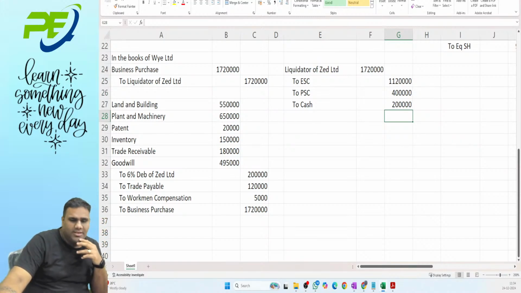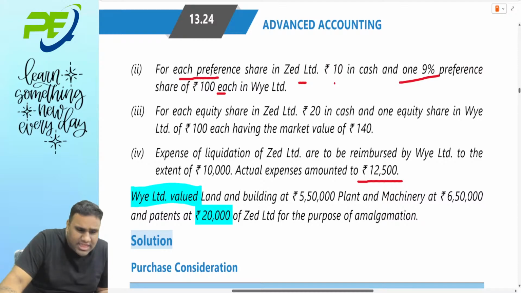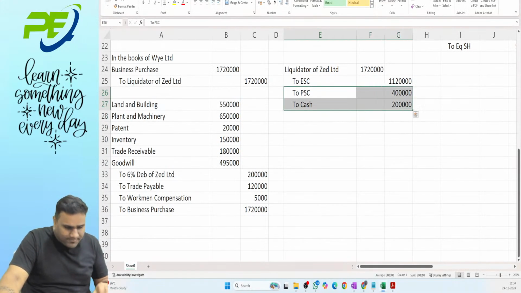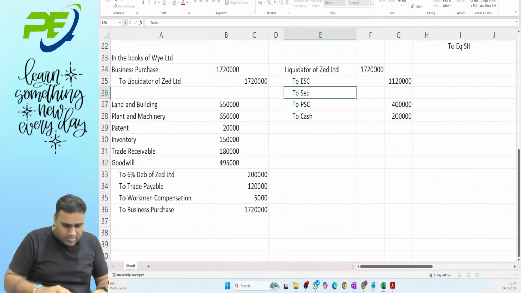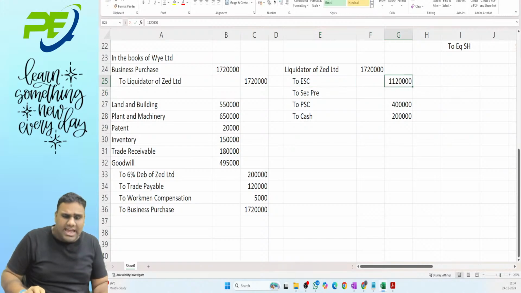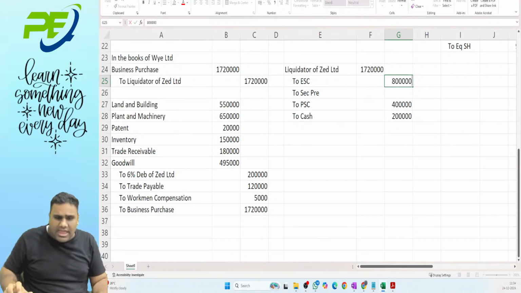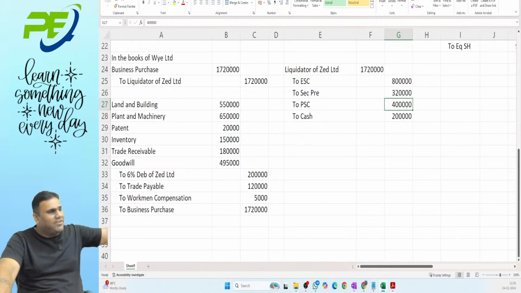Equity share capital. So, bhaiya, the face value of the share is 100. Market value is 140. So, along with equity share capital, there will be securities premium. So, equity share capital is not 11 lakh 20,000. 8,000 shares I've given into 100, 8 lakhs. And 8,000 shares into 40. Everyone. So, bhaiya, 3 entries, very clear.